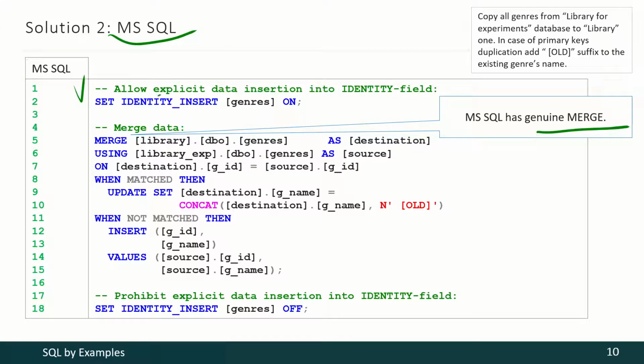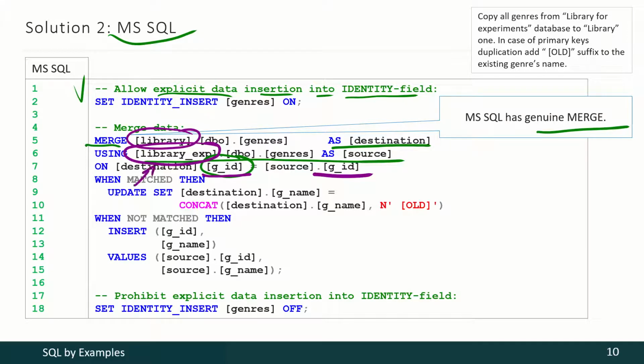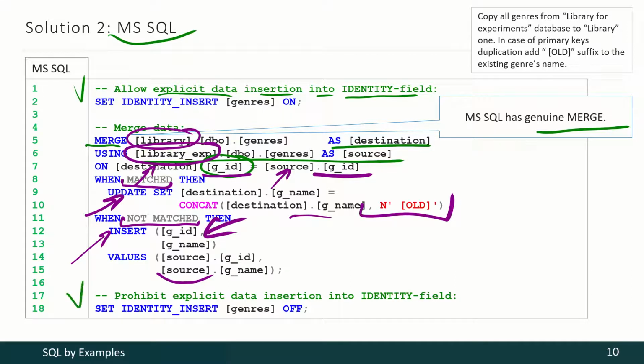First we have to allow the explicit data insertion into identity field. Here it is. Then we use merge operator and we are defining the destination and the source tables. And you may easily see that these two tables belong to different databases. Then the DBMS has to compare these values from destination and from source tables. When these values are matched, the DBMS has to update this information, putting that suffix there. When these values are not matched, the database has to insert the information from the source database to the destination one. And then we only have to disable the data insertion into our identity field.